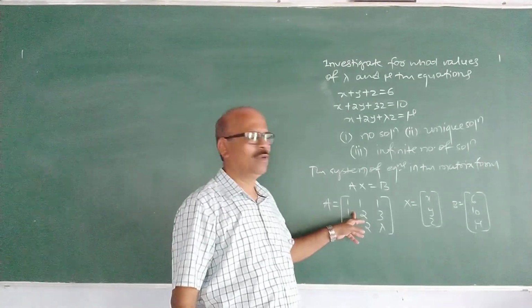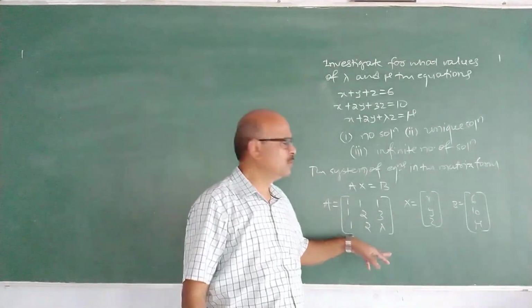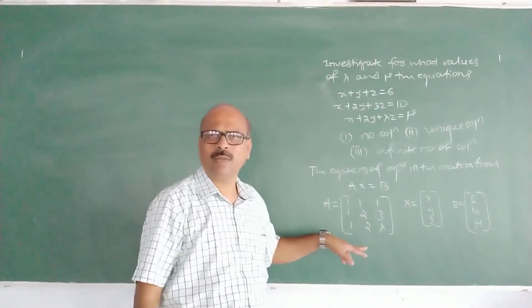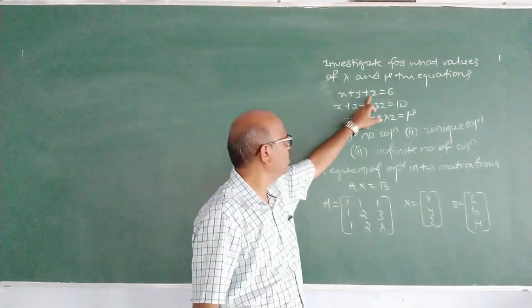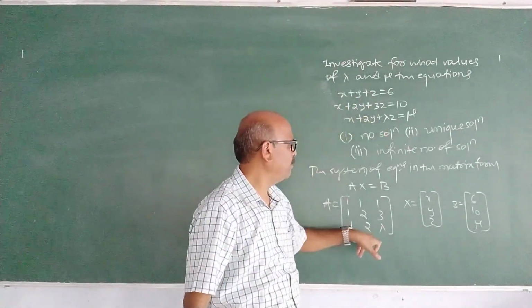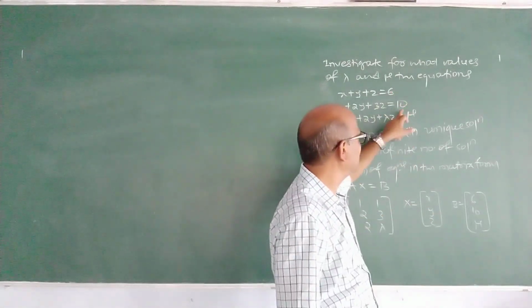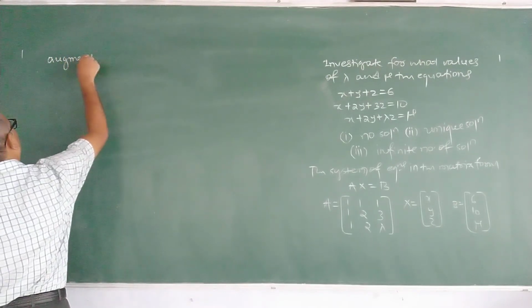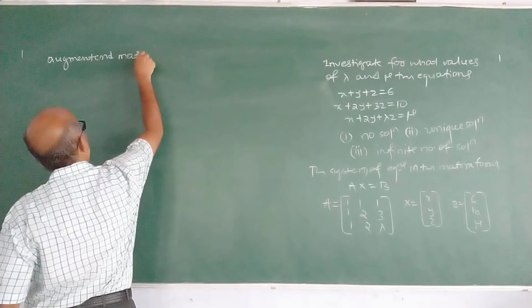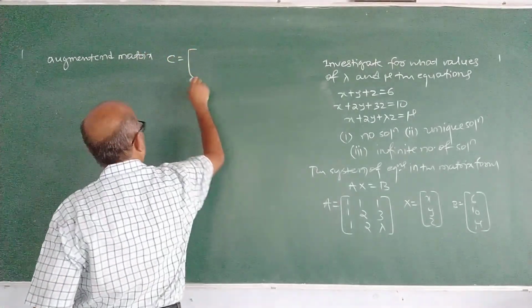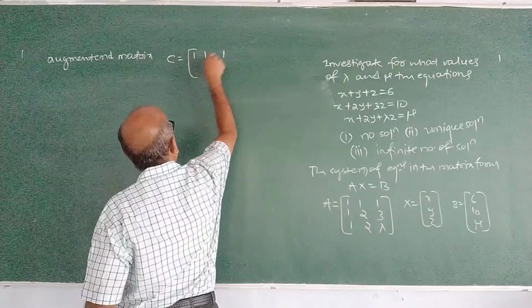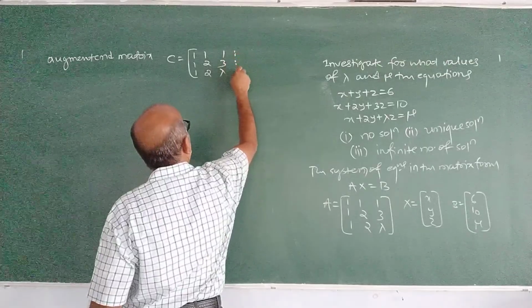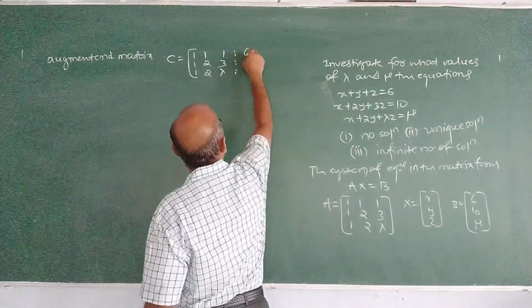While solving, before proceeding for the solution, better verify this. It is a very important step. These values you have to take appropriate, correct values. 1 1 1 coefficient, 1 2 3, 1 2 lambda, x y z. This value is important, 6 10 mu. Then the augmented matrix C is equal to 1 1 1, 1 2 3, 1 2 lambda, and one more additional column, that is 6 10 mu.